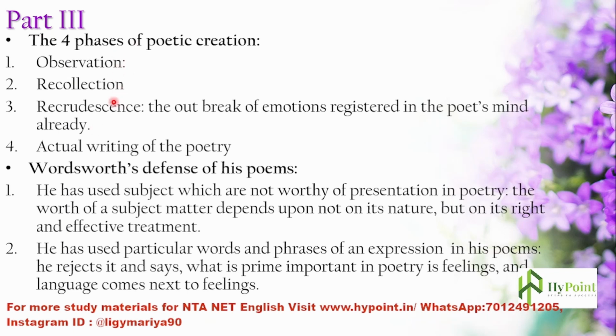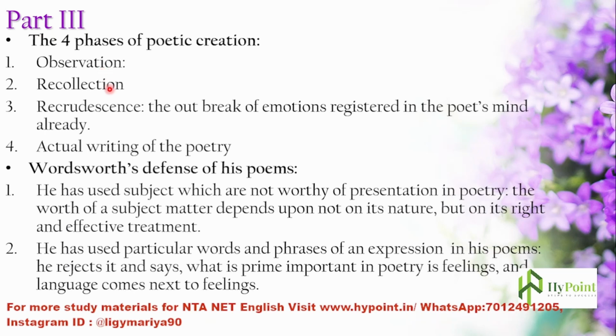Here I have listed them. First one is observation, second is recollection, third one is recrudescence, then the fourth one is the actual writing of the poetry. So the first one is observation. Observation means you are observing things, events, people, and the general phenomena going around you. As a poet, you are observing them. A poet is one who has an unusual sensibility, who has very great imaginative power. So using that, you are observing them, and you are having experiences of various kinds, and not simple experiences, but you will arrive at greater meanings out of those experiences.